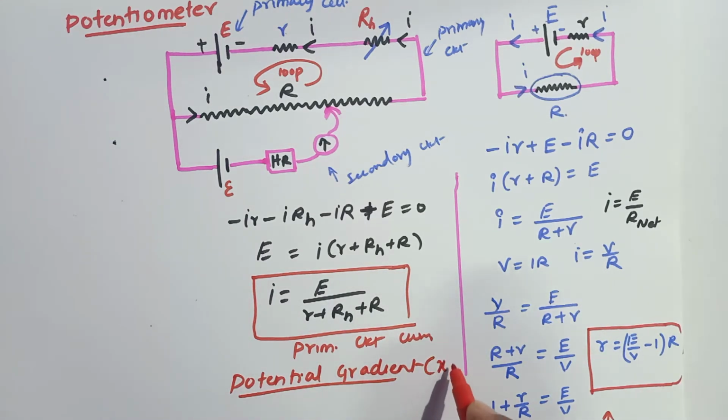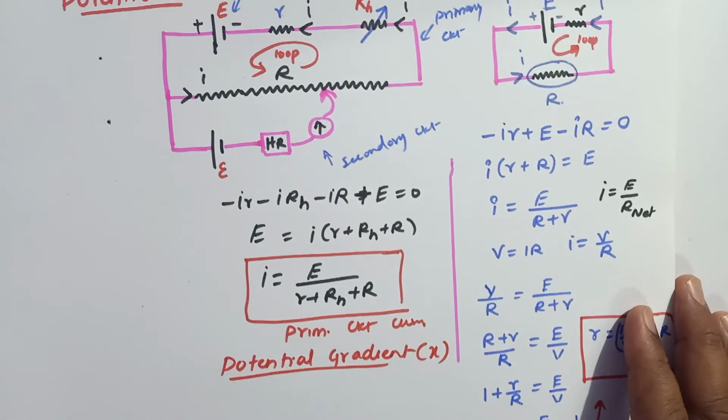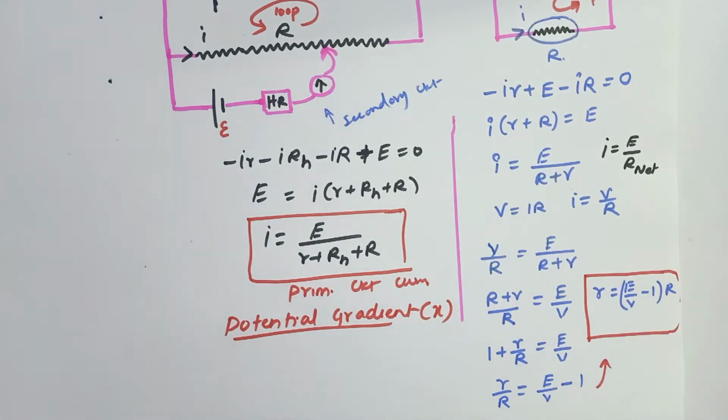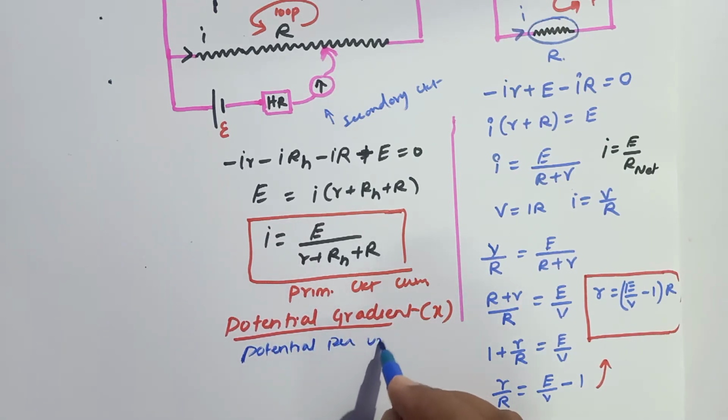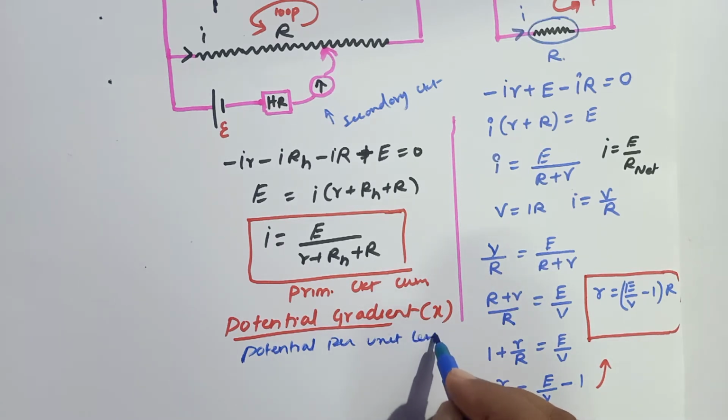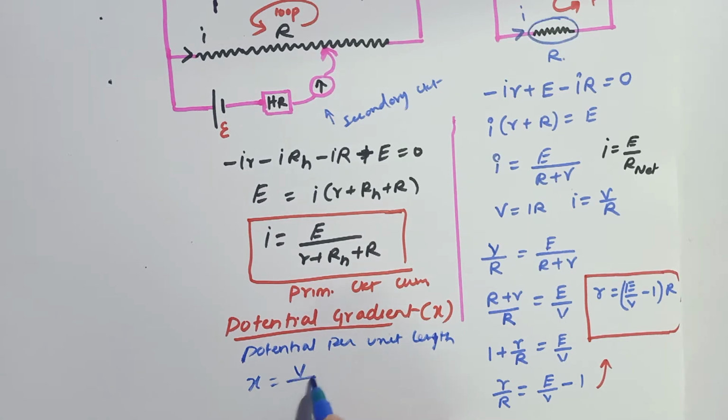Generally potential gradient is given by the letter X. So what is the meaning of this letter X? Let us imagine here. Potential gradient is nothing but potential per unit length. This is called potential gradient. That means X is equal to V by L.